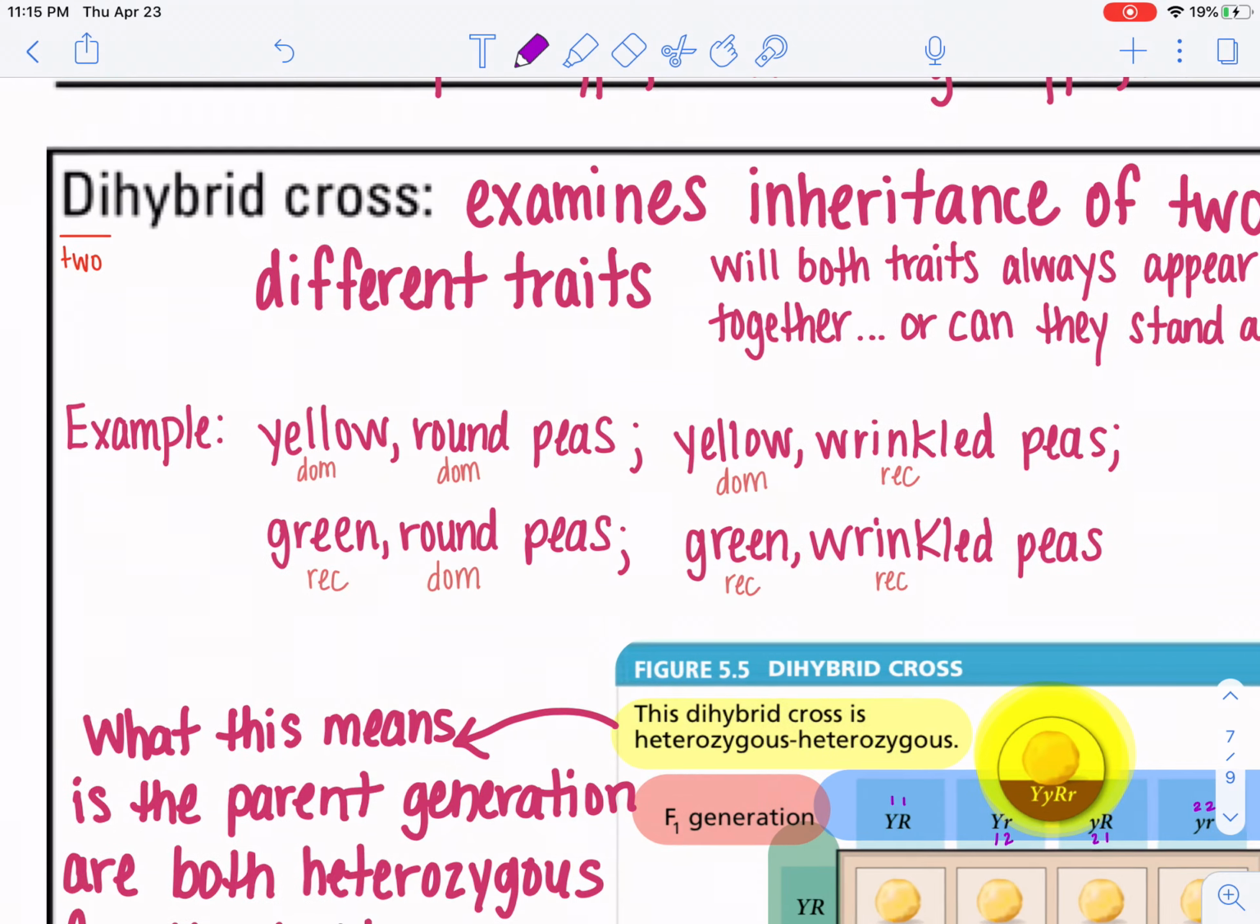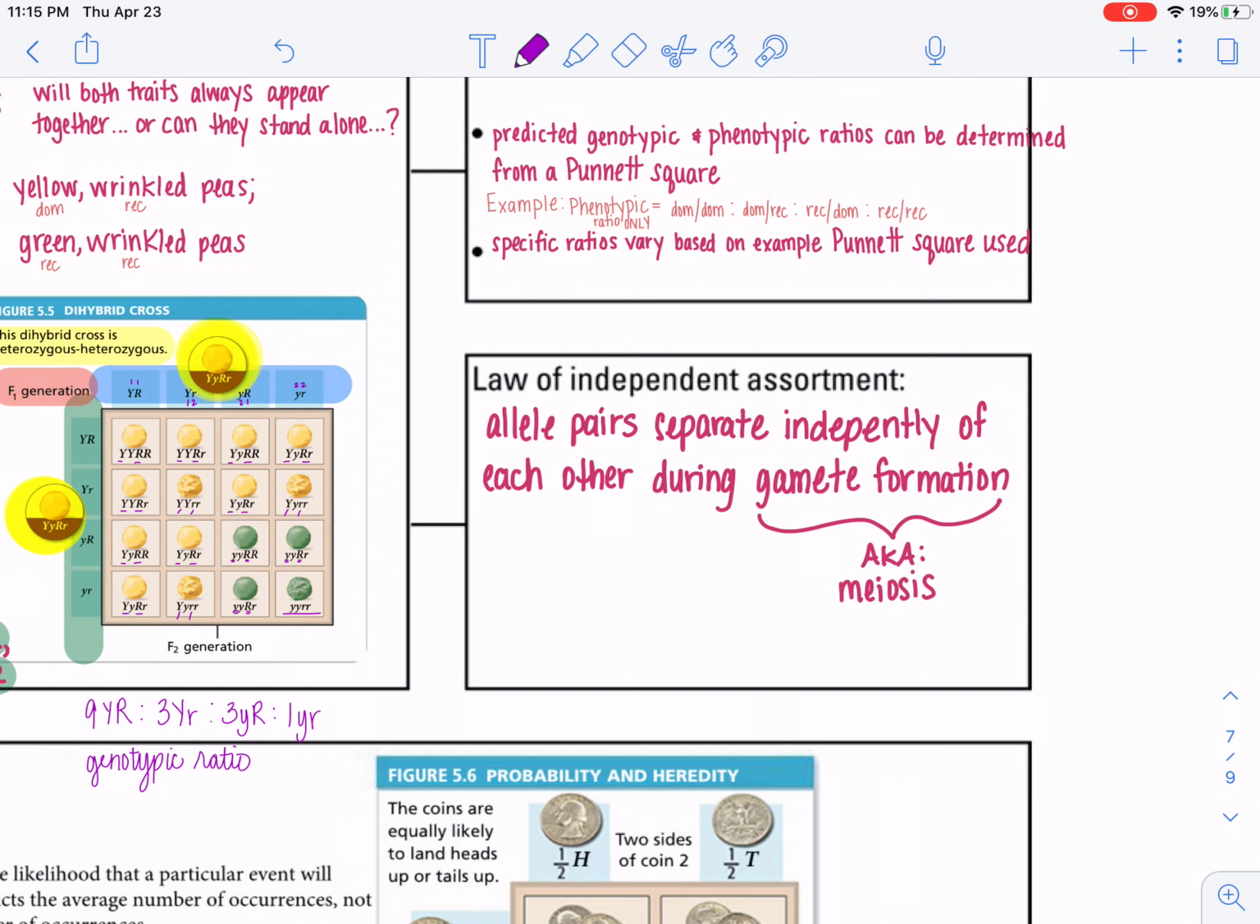Law of independent assortment basically is like the separation, again, independent assortment. We're assorting things on their own. So they can stay alone, they can stay together, or they can be alone. And that happens during meiosis. And again, that's just a definition.